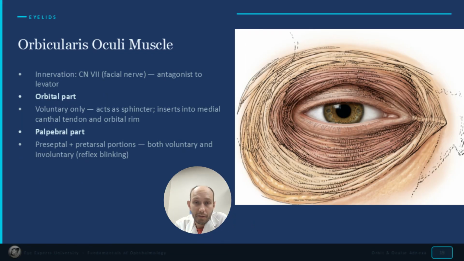The orbicularis muscle is basically a giant sphincter, and it has 3 portions to it, all innervated by the facial nerve, which is the antagonist of the levator. So the orbital part is the only voluntary part, acts as a sphincter and inserts into the medial canthal tendon and the orbital rim. Then there's the palpebral part, which covers the preseptal and the pretarsal portions, both of which have a voluntary and an involuntary component. So when you feel like something's coming at you and you involuntarily blink, that's the palpebral part, not the orbital part.